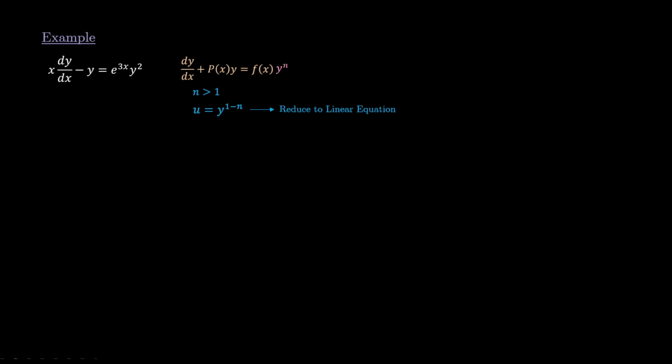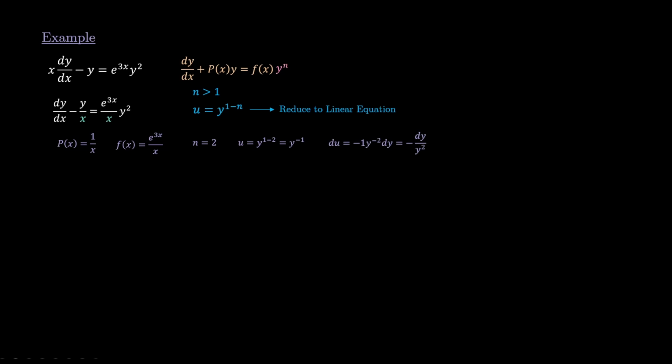Well, in order to see that, first we have to divide an x over. Now we can see that p of x equals 1 over x, f of x equals e to the 3x over x, and y squared here is like the y to the n. So n equals 2, and further u becomes y to the negative 1. Taking the derivative, du equals negative dy over y squared.